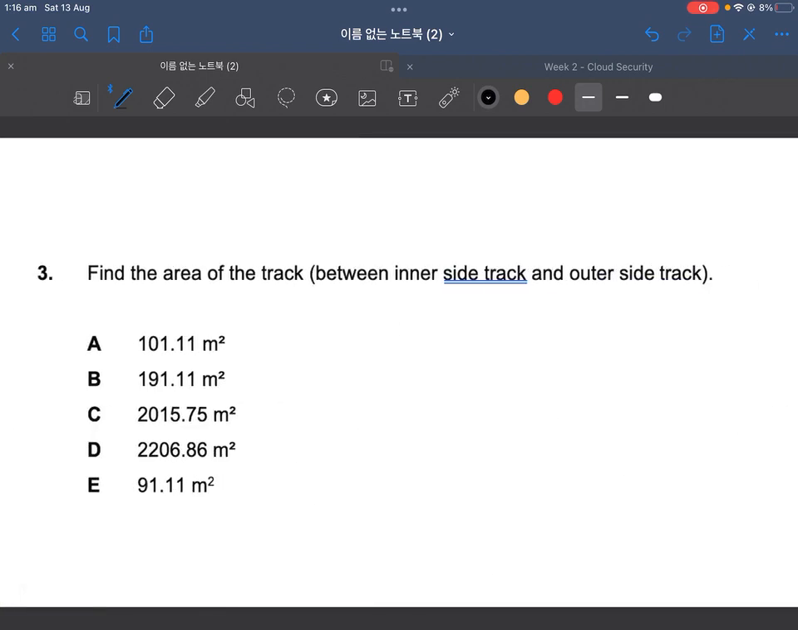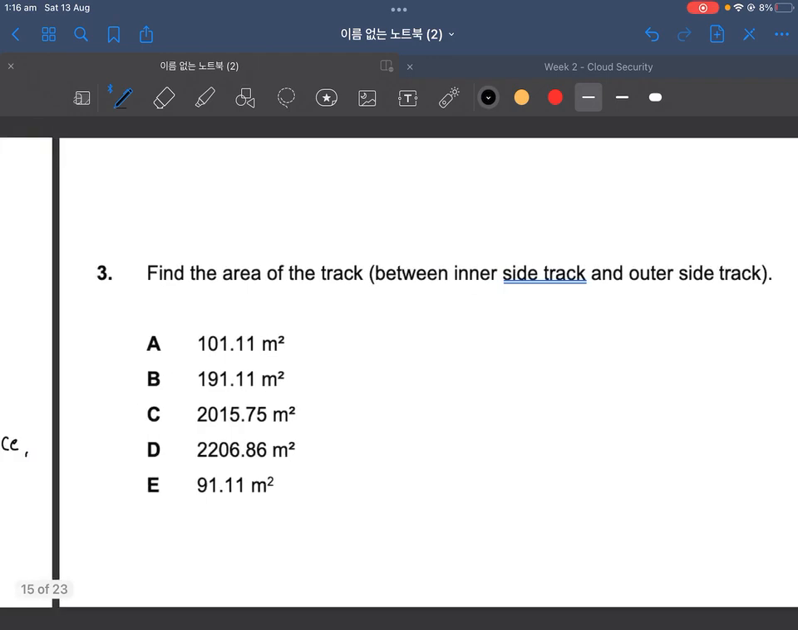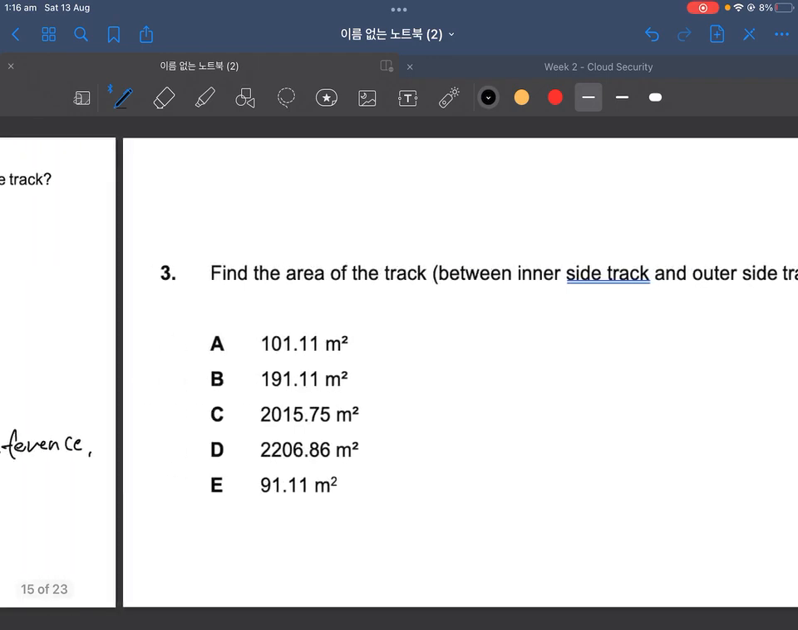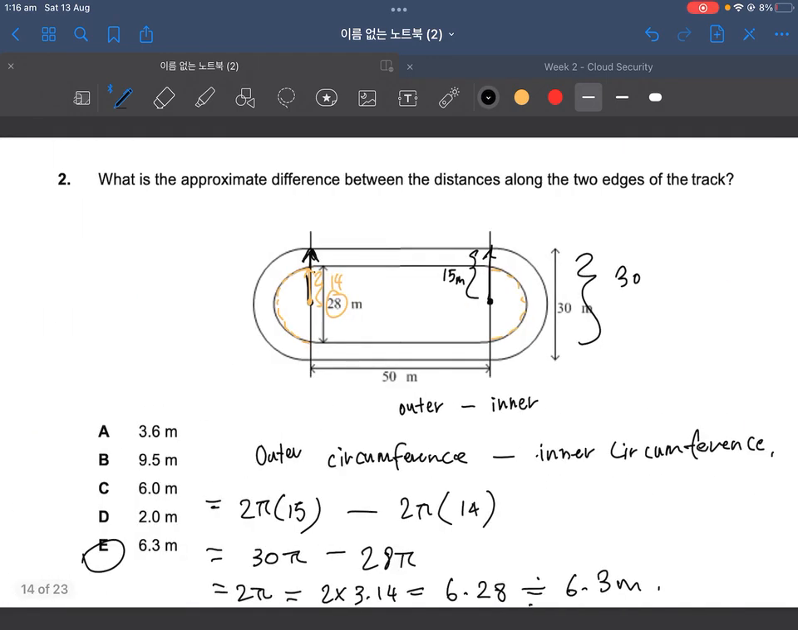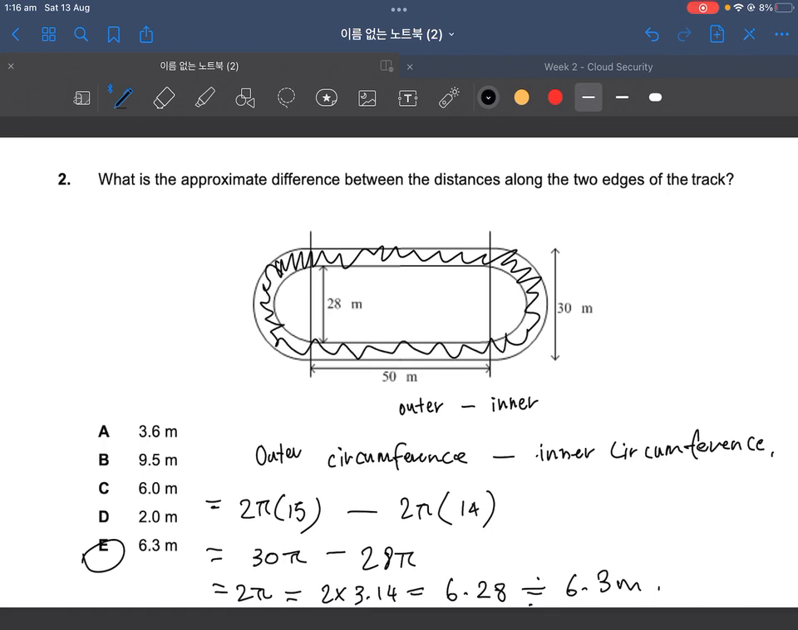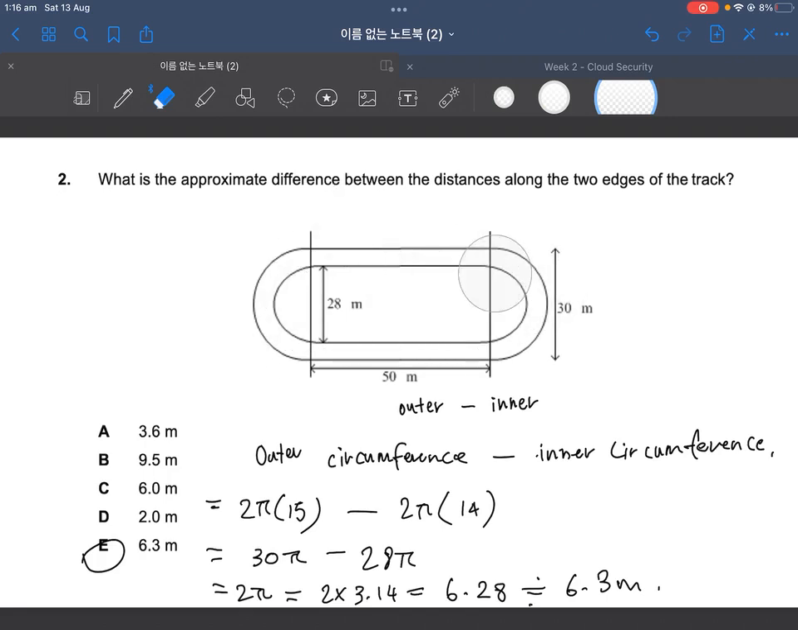Now, question 3. Find the area of the track between the inner side track and the outer side track. Hopefully you have time to read that for yourself. Actually, what that question is asking for is the area of this section, the inside track, where the runners actually run. What is the area? Well, how do we find this? How do we tackle this?